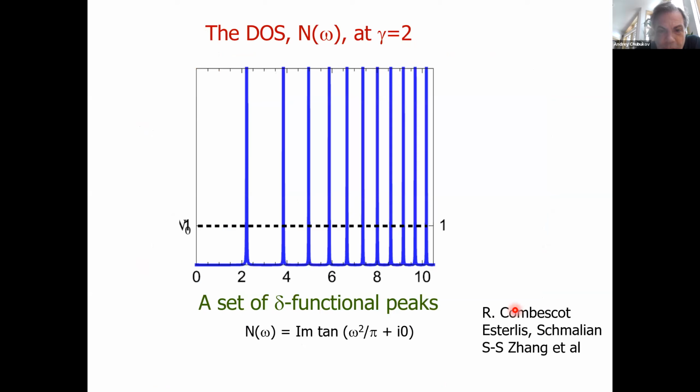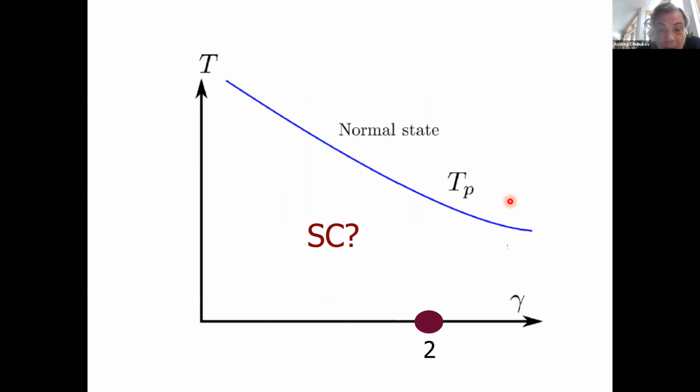And to continue with the punchline, I want to say this. If you look at the density of states at this value, you don't see anything that resembles a conventional superconductor. In fact, the density of states consists of a number of delta functional peaks at discrete frequencies. So these are bound states, but there is no spectral weight in between the states. Quite an interesting situation. And again, I need to rush because I'm running out of time now.